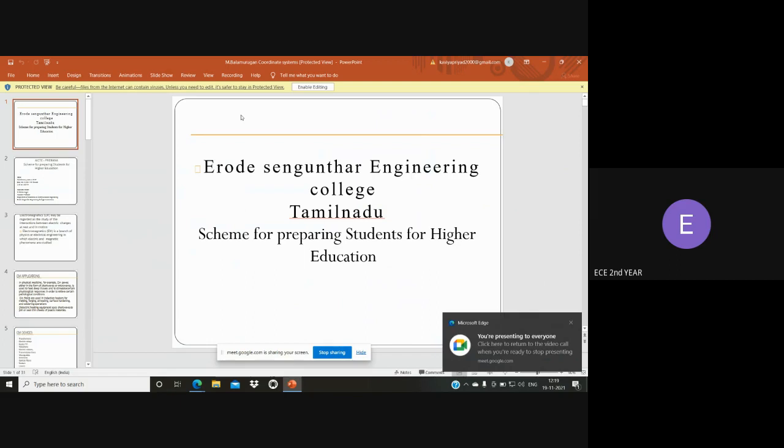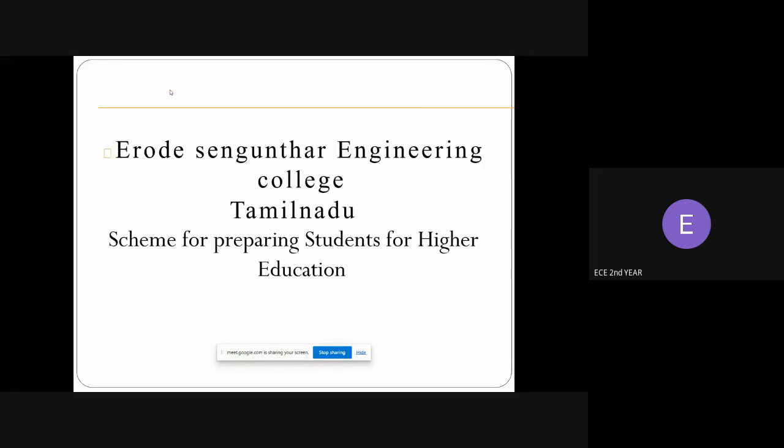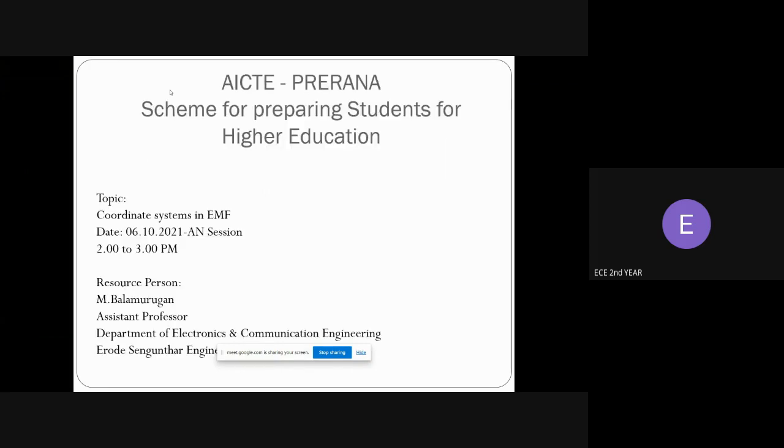Electromagnetic fields. I am going to present a topic, especially coordinate systems, and this is a very simple and easy topic in electromagnetic fields. This topic is very useful for preparing for GATE examinations.